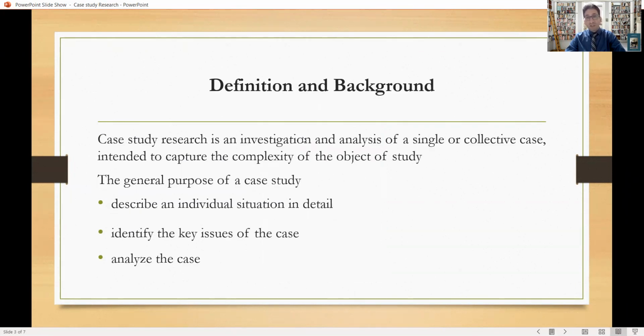As the first part, definition and background: case study research is an investigation and analysis of a single or collective case intended to capture the complexity of the object of study. The general purpose of the case study is to describe an individual situation, identify the key issues, and lastly, analyze the case. As examples of the case, we can mention a person, business, organization, and also an institution.